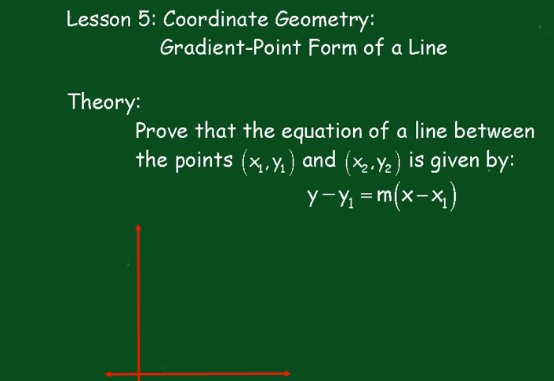Lesson 5, Coordinate Geometry, the gradient point form of a line. Theory. Prove that the equation of a line between the points x1, y1 and x2, y2 is given by y minus y1 equals m outside of x minus x1.